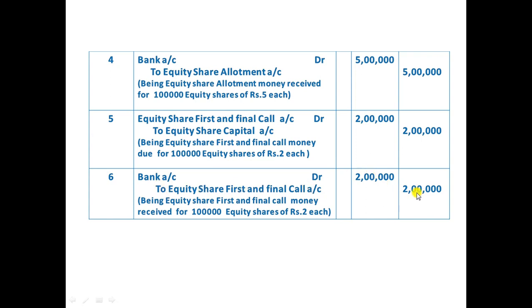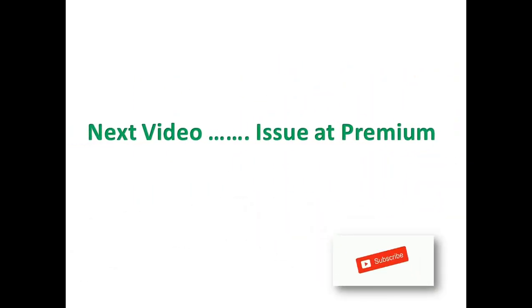We'll come to the conclusion. The first entry, fourth entry, sixth entry remain the same. The bank we need to debit and we need to credit the application, we need to credit the allotment, and we need to credit the first and final call. And the second entry, third entry, fifth entry are unique entries, in which we need to debit the application, we need to debit the allotment, and we need to debit the first and final call, and we need to credit the equity share capital. So once we understand the sequence of this particular thing, it is easy to understand. Hope you understand this particular explanation.